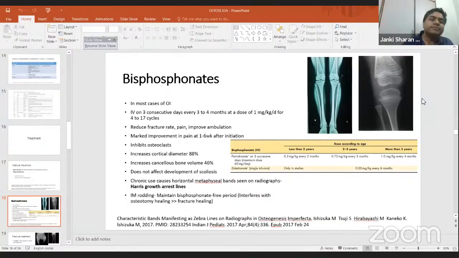Yeah. Those are the Harris growth arrest lines. They are occurring in the metaphyseal region, and there is no other abnormality. The physis is good, the joint is good, and there is no flaring of the metaphysis. There are just a few lines, like zebra crossing lines. So that is Harris growth arrest lines. There's nothing to get confused with any other disease in them.